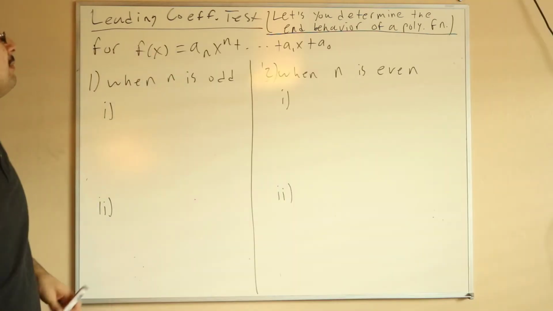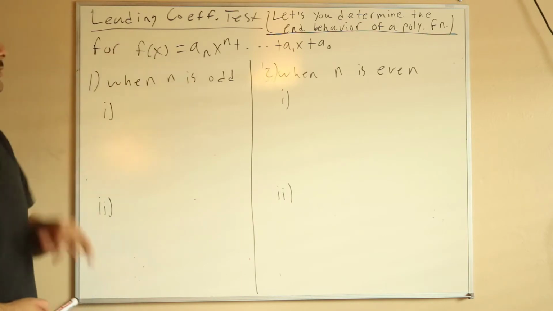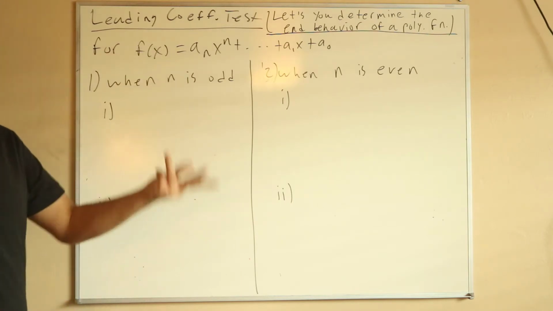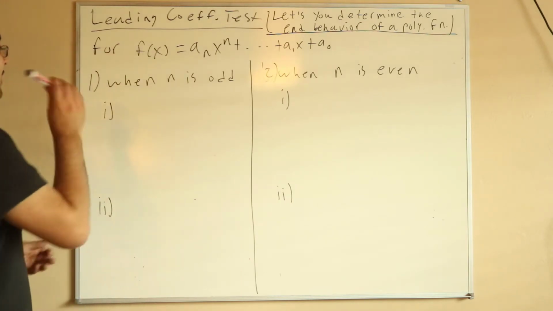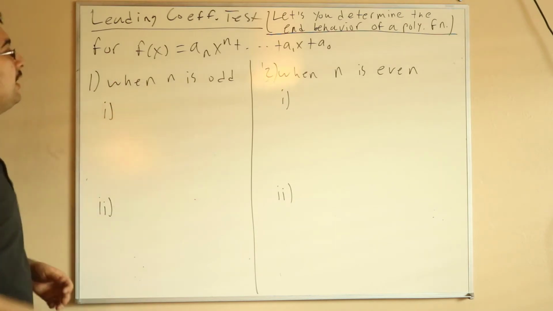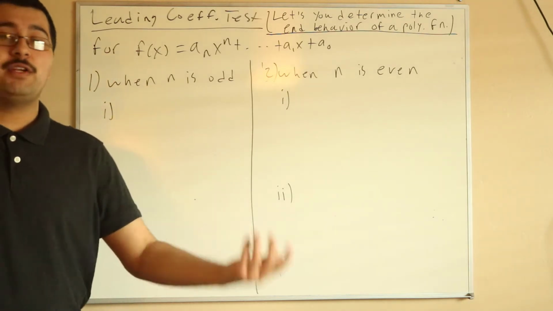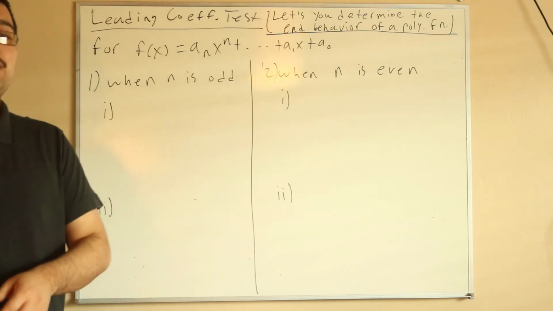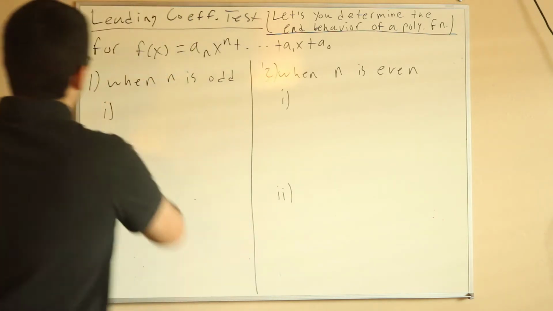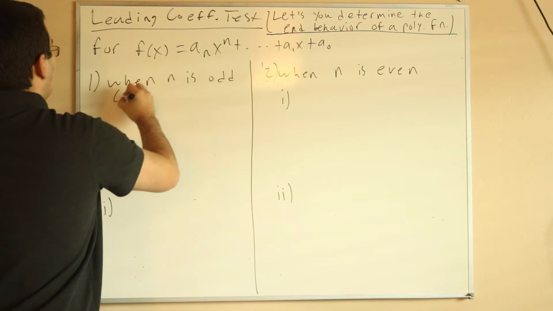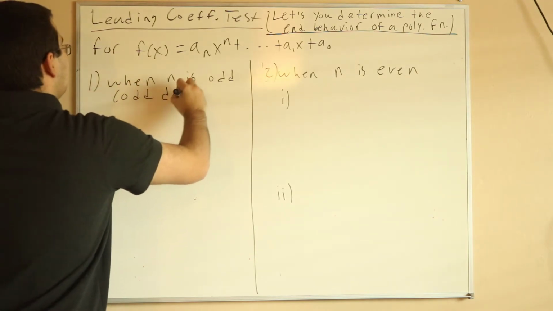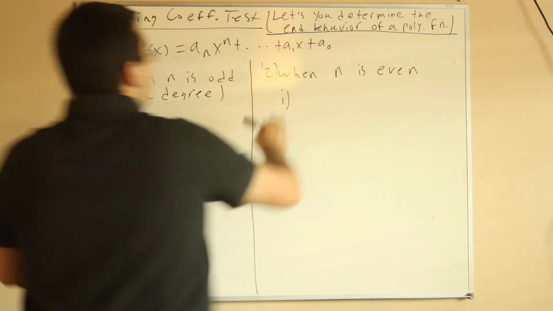So given some random polynomial function, right, so f of x equals our generic polynomial function, the test breaks into two cases. It breaks into the case when n is odd or when n is even. In other words, when you have an odd degree polynomial or you have an even degree polynomial. Odd degree and then even degree.